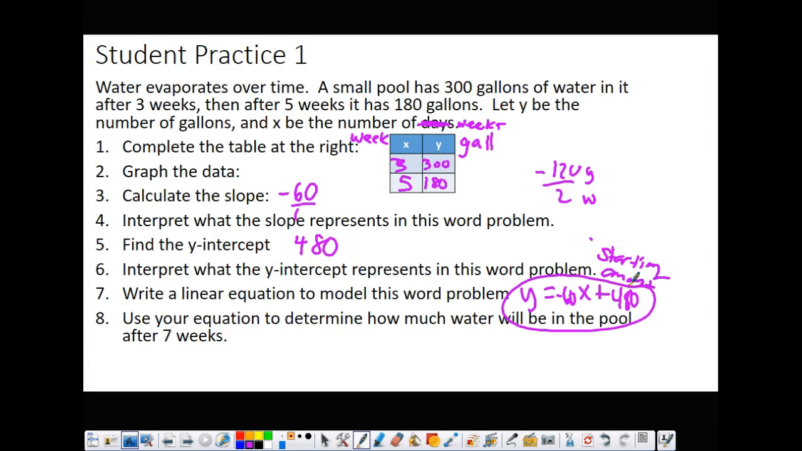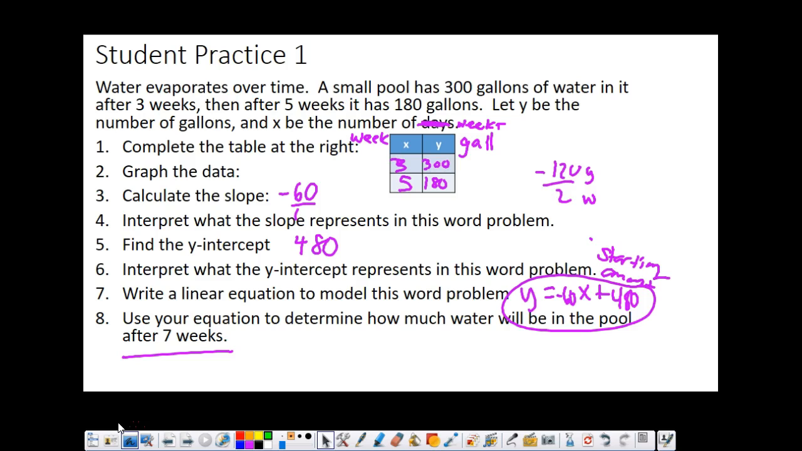So we have one more thing. It's number 8. So I'll give you a little bit more time to think about that. But for number 8, you got to think about what they're giving you so you know how to use the equation to get your answer, okay? Use your equation to determine how much water will be in the pool after 7 weeks. So they told me 7 weeks. So what variable is that? X. It's an x, right?